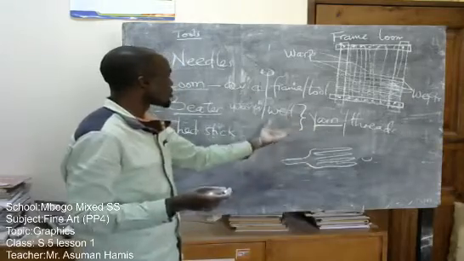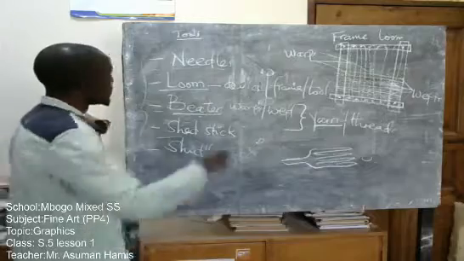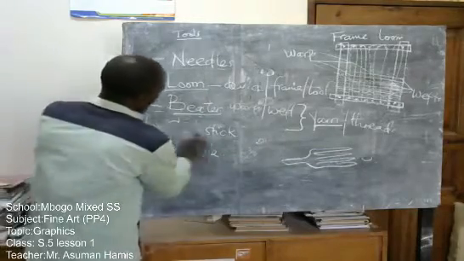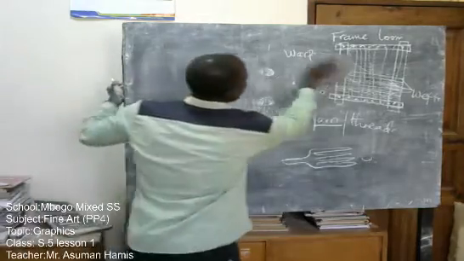Warps are vertical, wefts are horizontal. Basically, that is on the tools that are used when we are dealing with weaving. Now, I want us to look at types of weaves.